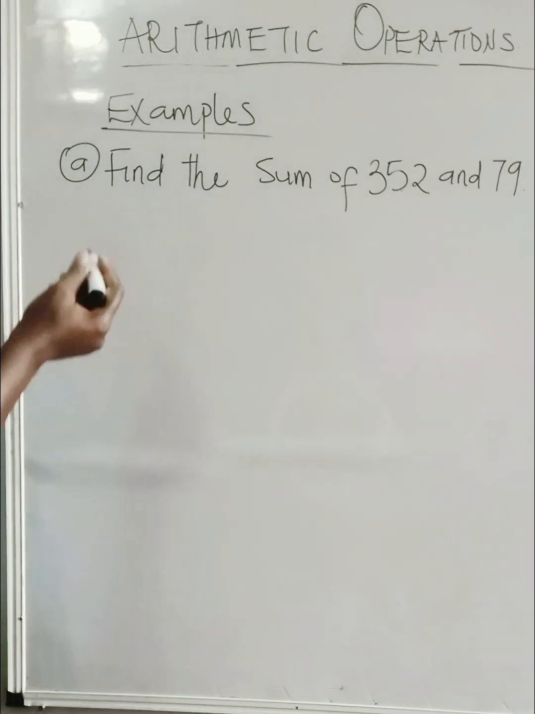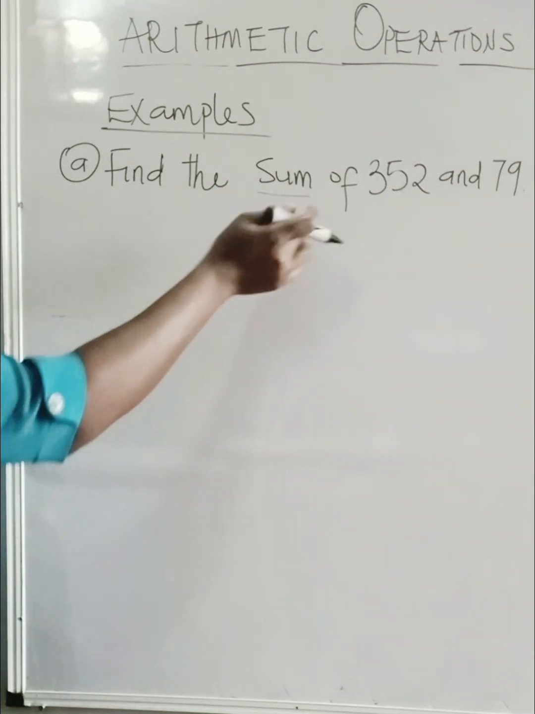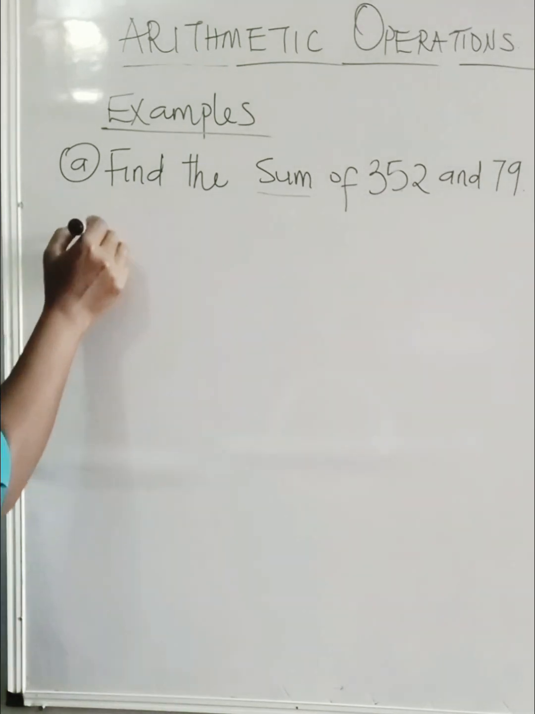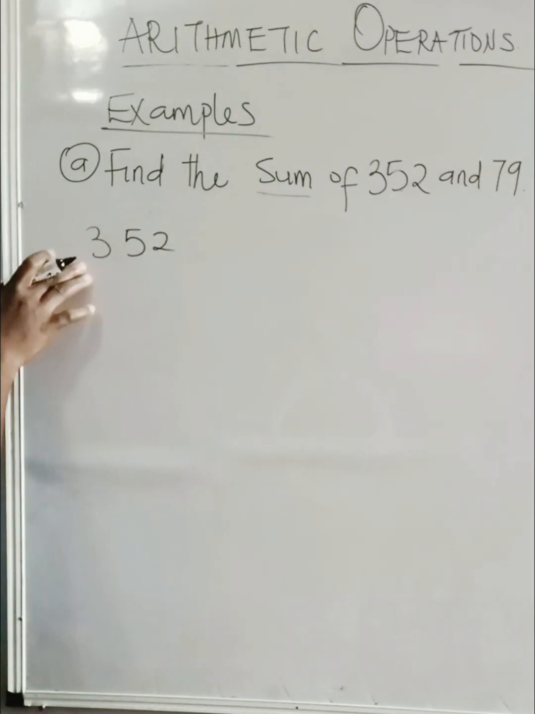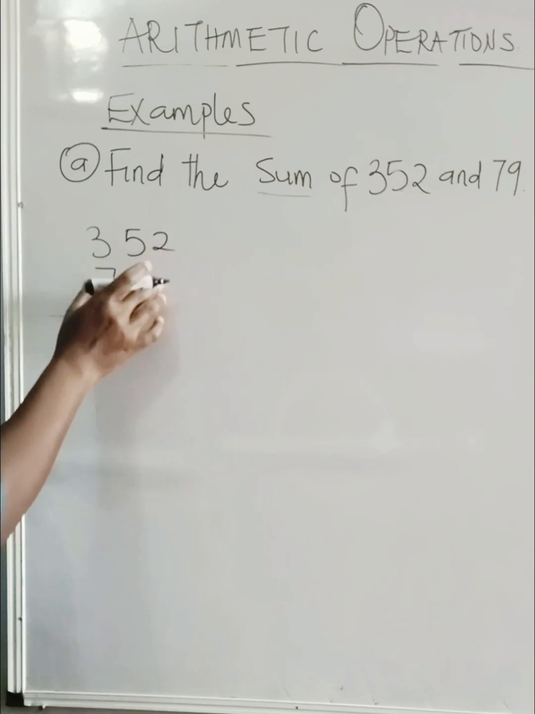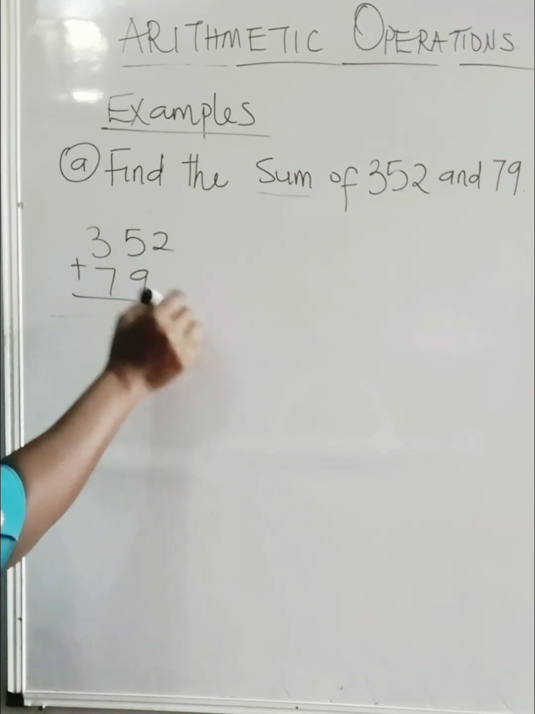Now if we have this question here, sum means addition. We have to add 352 and 79 together. With the idea of our place value, I'm going to bring our 352 first, and we're going to arrange them, because sometimes our arrangement matters a lot. If you arrange it in a different way other than the way that it should appear, you are going to arrive at a different answer.